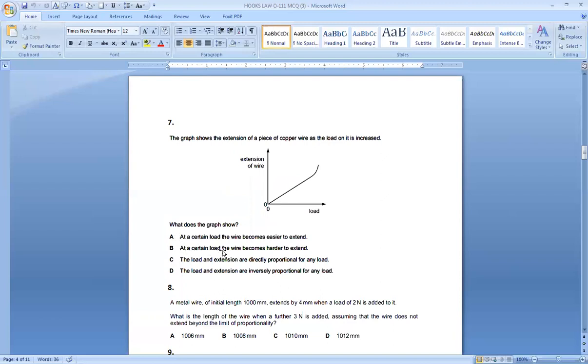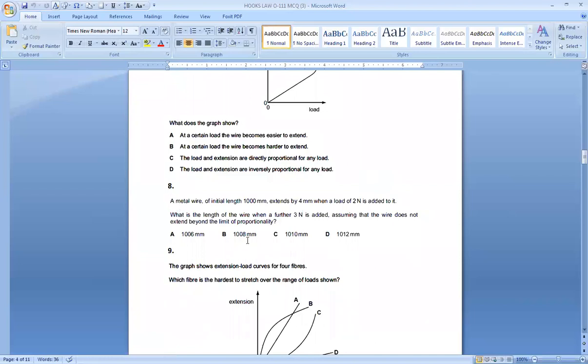B says at a certain load the wire becomes harder to extend. No, it is easier to extend. C says load and extension are directly proportional for N load. It's not directly proportional. After this stage, at a curve, they are not directly proportional. Fourth, D says they are inversely proportional. Wrong. A is your option. The wire becomes easier to extend after we exceed the limit of proportionality.